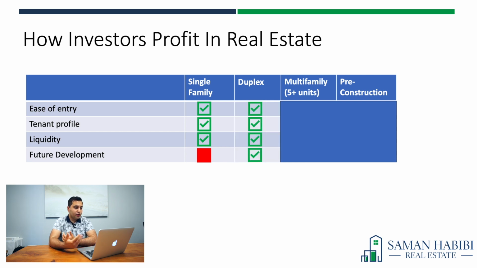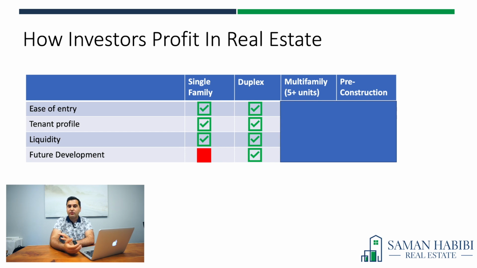If we look at duplex properties, they're fairly easy to purchase because it's a typical loan. It's a typical residential loan. If there's already tenants in there, the income from the tenants paying you rent allow you to qualify for the mortgage. Let's jump to the next topic, tenant profile.